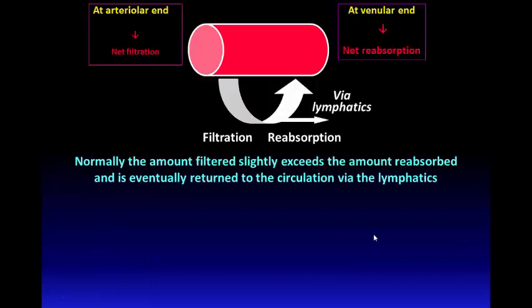Thus, we have net filtration at the arteriolar end of the capillary, and we have net reabsorption at the venular end of the capillary. However, normally the amount of the fluid filtered slightly exceeds the amount of the fluid reabsorbed and is eventually returned to the circulation by the lymphatics.